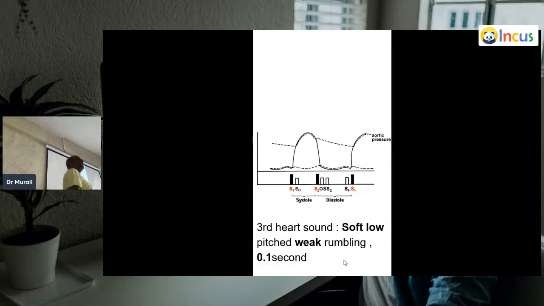Third heart sound. Now comes an interesting concept. Low pitch and high amplitude. Low pitch, high amplitude requires the bell. First and second heart sounds are high pitch and low amplitude. Hence you will use the diaphragm. Did I say bell? No. Now comes the third heart sound. So why do you get the third heart sound? Very simple.